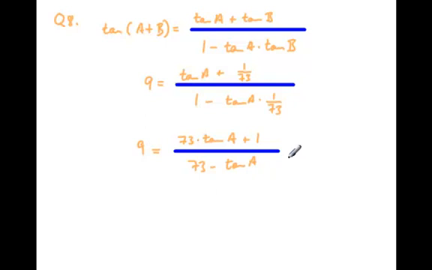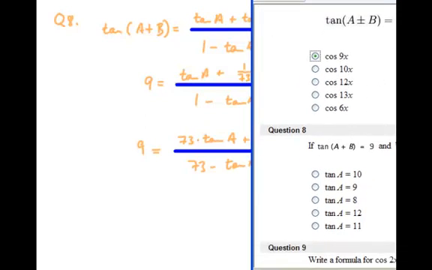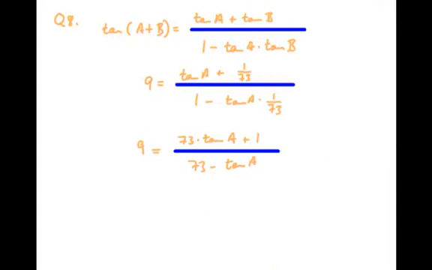Okay, well, at this point I could solve for tangent A. Takes me a little bit of algebra, or I could look at what kind of answers I have. So tangent A could be 8, 9, 10, 11, or 12. I don't know if that's gonna really help me. I just do the algebra. Okay, that's kind of going to take a moment here. 9 times 73 minus tangent A.